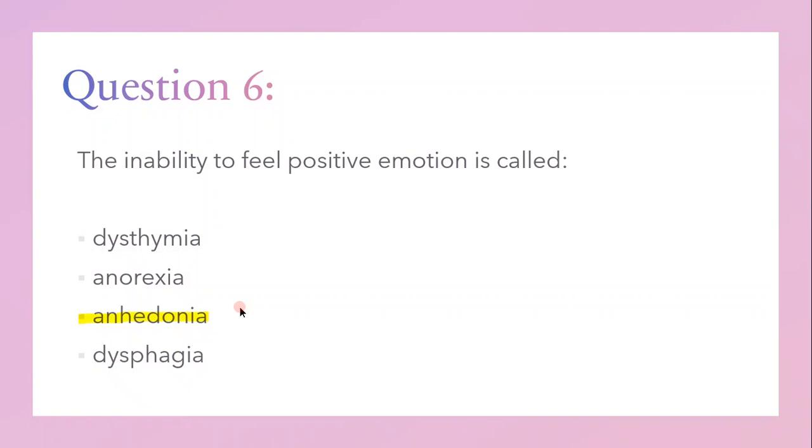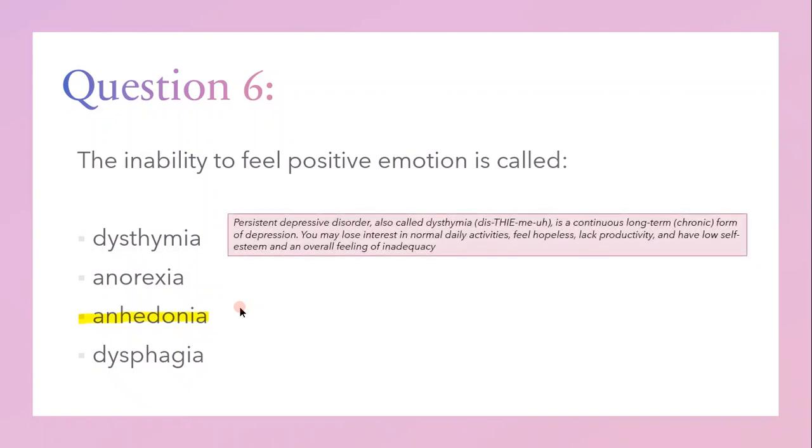It is anhedonia. So dysthymia is a persistent depressive disorder, also called dysthymia. It's a continuous long-term chronic form of depression. You may lose interest in normal daily activities, feel hopeless, lack productivity, and have low self-esteem and an overall feeling of inadequacy.